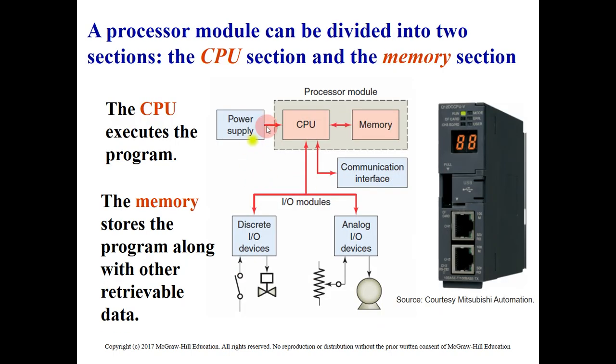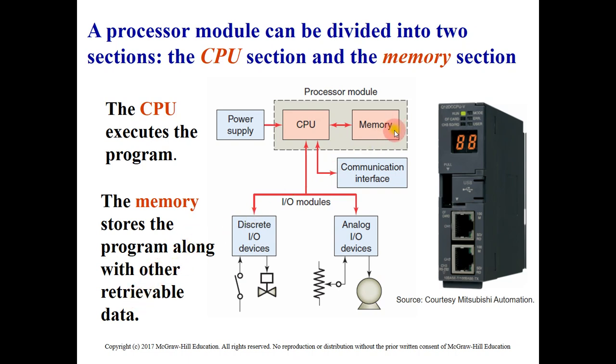We can see here the processor module, as we saw before in chapter 4. It consists of two main parts. One is the CPU, or the central processing unit, and the other is the memory. The CPU is used to execute the ladder logic program that we install inside the CPU to control the operation of the process, and the memory is responsible for storing the program along with the retrieved data.